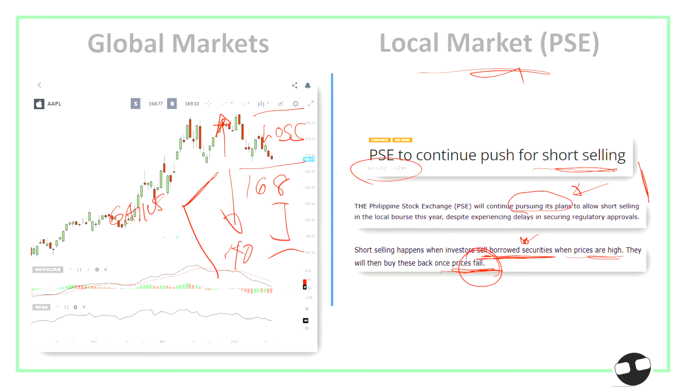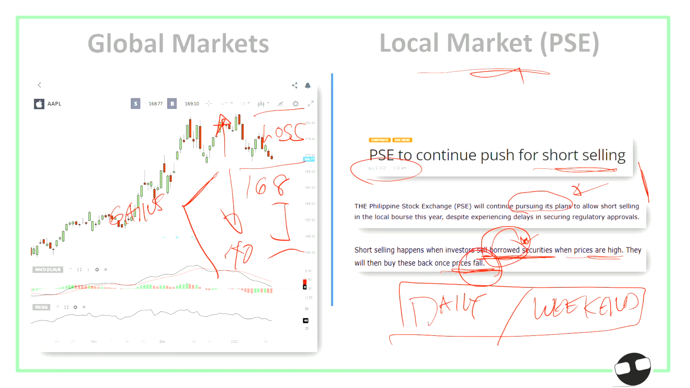Now, remember that short selling is borrowing something, borrowing those assets. So you may incur fees for your daily position, daily fees and weekend fees, if you try to hold those assets over a long period of time. So you have to be careful because, unlike long positions, short positions have fees, daily fees and weekend fees, because you are actually borrowing those shares from your broker.